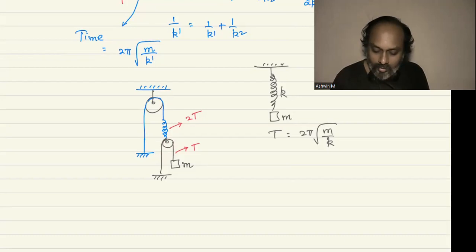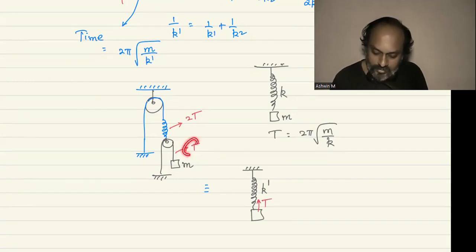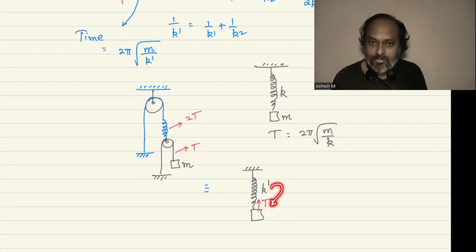So now what I'm going to say is, equivalently, this pulley, springs, strings, everything which is there, we can simply replace with one single spring of effective spring constant k dash, which is going to exert a force T on this particular block. Because whatever force is there on the block which is oscillating, the same force this equivalent spring must exert on the block, so that the oscillation characteristic of the block, the time period, does not change.